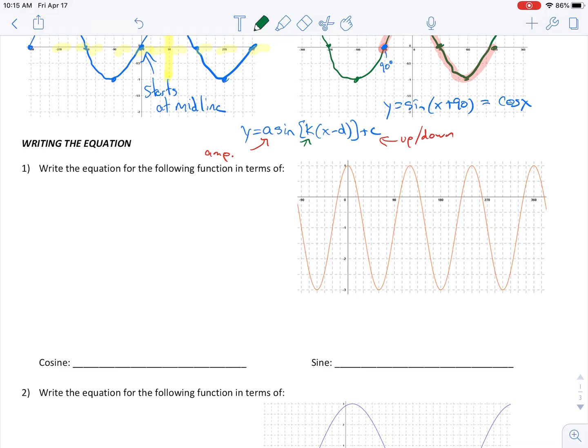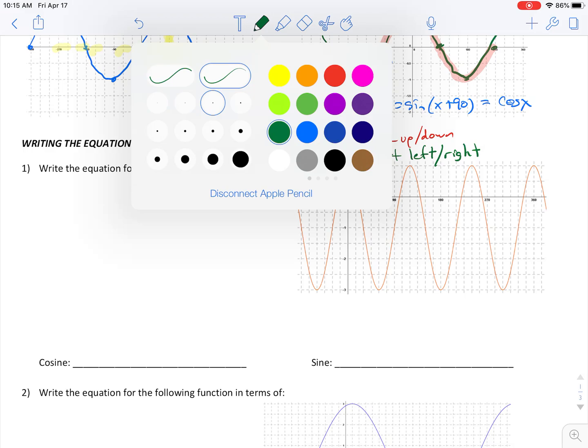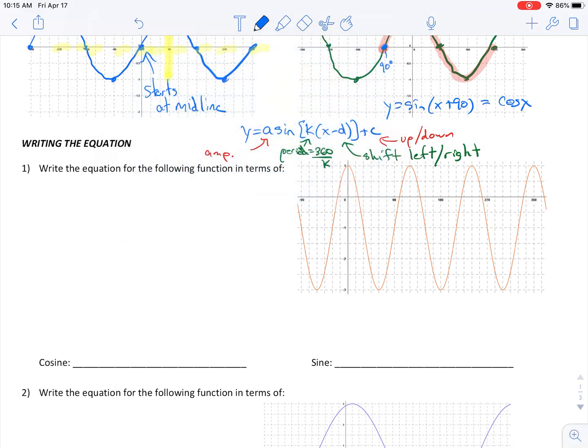And then inside we have the things that affect x. So k is related to the period. It is not the period, but period equals 360 over k. And then this d, which I was just talking about, is the shift left and right. So if we can figure these things out independently, given the graph, then we can figure out the equation.